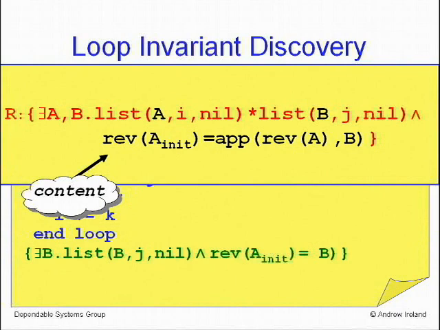at an arbitrary step in the loop, if we append the reverse of A to B, that's the contents of the list pointed to by I and the contents of the list pointed to by J, if we reverse the A and append it onto the front of the B, then that will be the reverse of the initial list, A init. Okay? So eventually this A will dissolve away, it will become nil, and we'll be left with B when we get to the postcondition. Okay? So we've got to invent this structure in order again for the proof to go through.